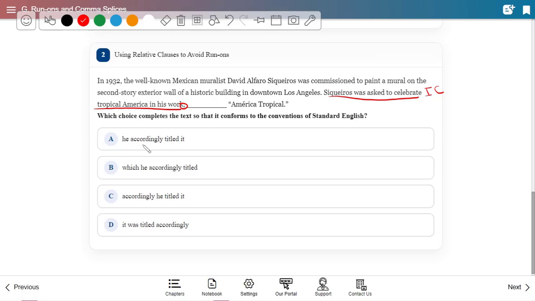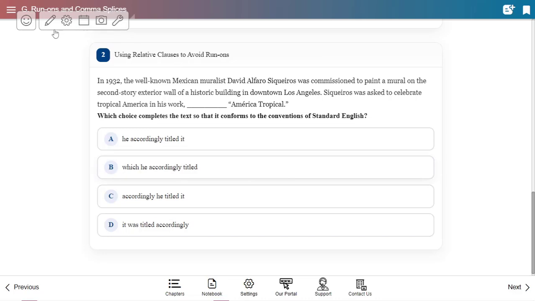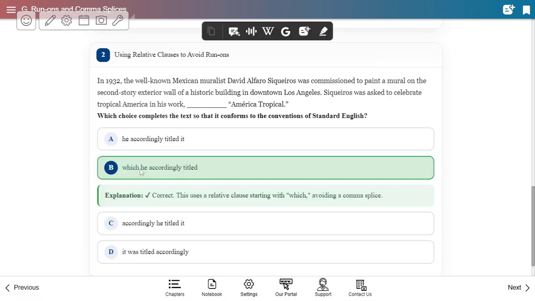Again, he accordingly titled it. He is a subject. Titled, verb, it, object. Okay, accordingly, he titled it. Again, subject, verb, object. Again, it was titled accordingly. It, subject, was titled, verb. So all of these are creating the mistake. So the correct answer is B, which he accordingly titled. So B is the correct answer because it uses the relative clause.